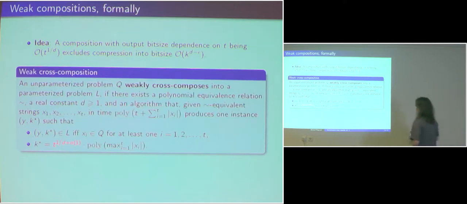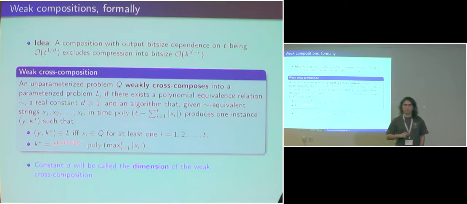So now we can define this notion of weak composition. This is exactly the same as our composition, just with this red component substituted. I say that an unparameterized problem Q weakly cross-composes to my target problem L if I can find a polynomial equivalence relation, a real constant d, and an algorithm that takes those many strings on the input and composes them in polynomial time into one instance of L, y, x star, that acts as an OR of the input instances, as usual. But the target parameter is not now poly of log t and the maximum input size. It is just poly of the maximum input size and roughly t to 1 over d. You may assume that you have order of 1 here as well. So this is weak cross-composition.